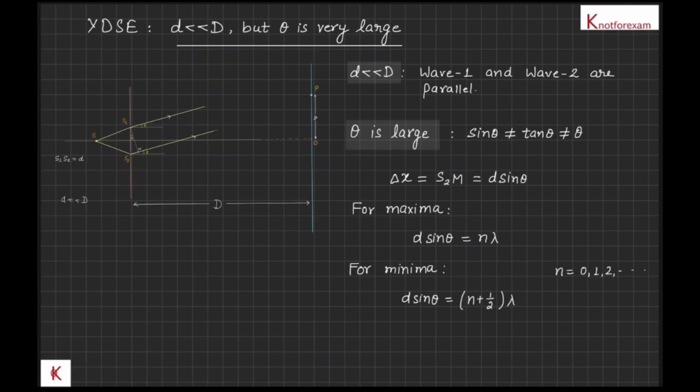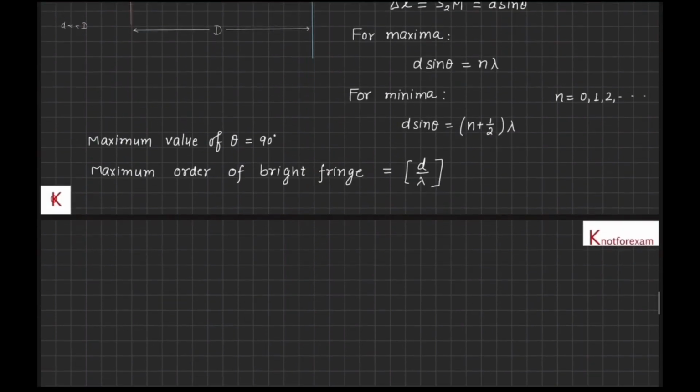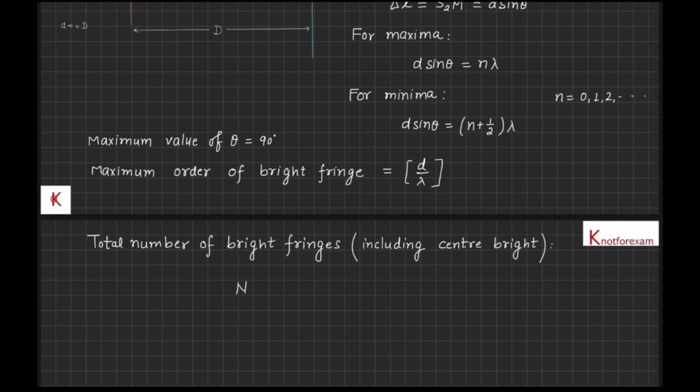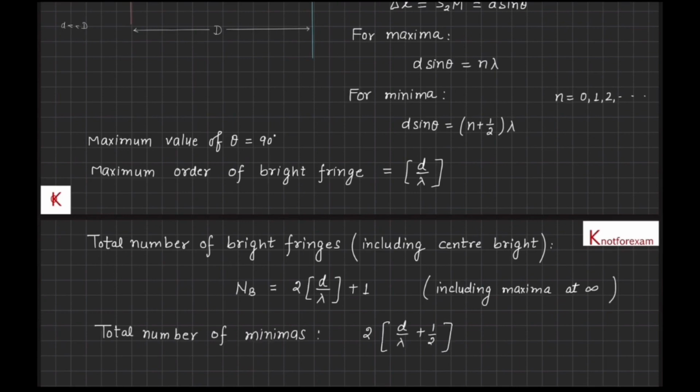Since the maximum value of theta is 90 degrees or sin theta is 1, therefore the maximum order of bright fringe will be the greatest integer of d upon lambda. Therefore, the total number of bright fringes, including the center bright fringe and including maxima at infinity, will be twice the greatest integer of d upon lambda plus 1, and the total number of minima will be twice the greatest integer of (d upon lambda plus half), including minima at infinity.